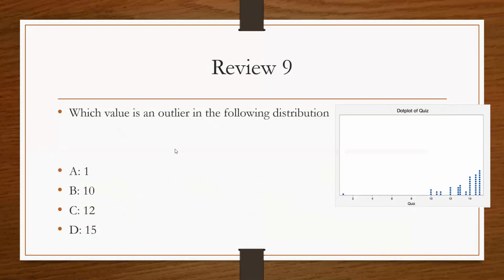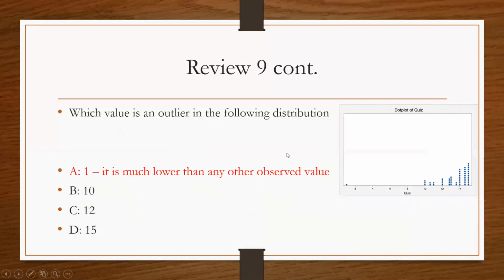All right, so in this distribution, the most likely outlier is 1, because as you can see over here, it's so far away from any other observed value, all the way over here, that it's painfully obvious that something's not right with that one.